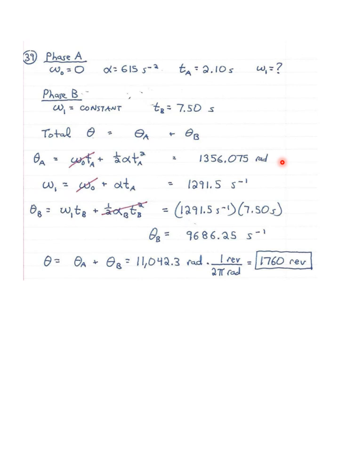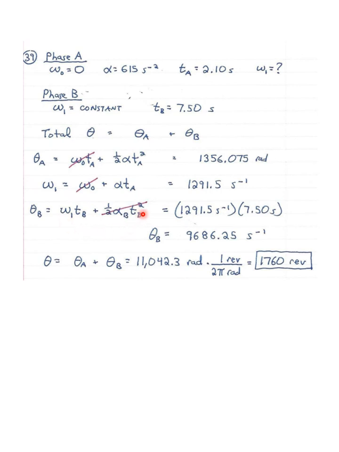For phase B, we're going to need to know what the angular velocity is at the end of phase A. So we'll use this equation. Omega 1 is omega naught, which was 0, plus alpha times the time of A. So by the end of phase A, it has sped up to 1291.5 radians per second. Okay, now we're going to use that information as we assess phase B. The total angle turned for phase B is its speed, so omega 1 times the time of B.